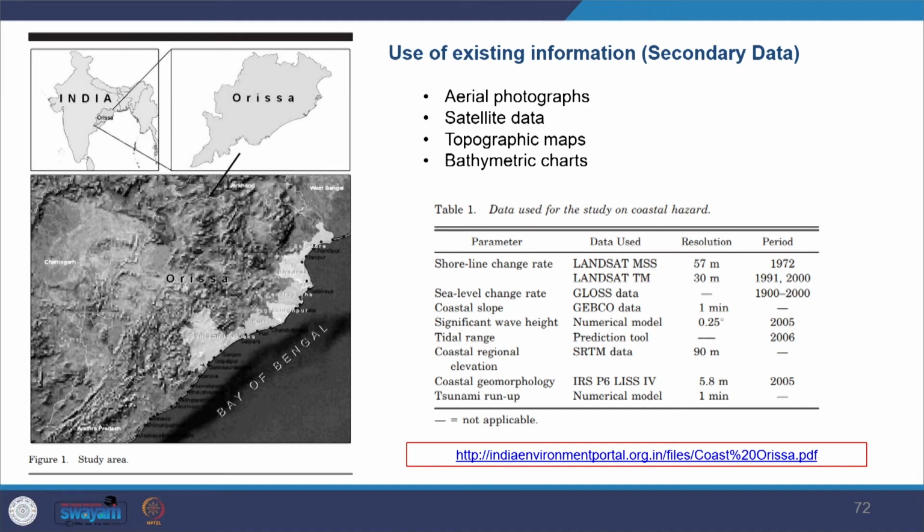So here in this snip which I have taken from a study, you can see what kind of data they have used. You can see the shoreline change rate. They have used Landsat data, and sea level change rate, coastal slope, significant wave height, tidal range, coastal regional elevation, and all that. You can see SRTM data, IRS-P6, LISS-4 data, and then you have tsunami run-up, which is a numerical model which they have used, and then the resolution and the period for which they have done it. I've given you the link from where you can download this study.